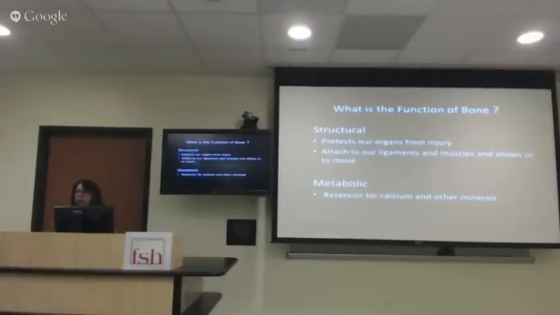So what is the function of bone? It's primarily structural. The hard skeleton protects our organs from injury, and the bone is attached to ligaments and muscles, allowing us to move, we call that locomotion. It's also a metabolic reservoir for minerals such as calcium.